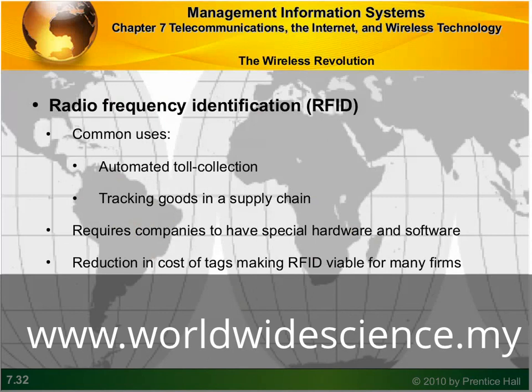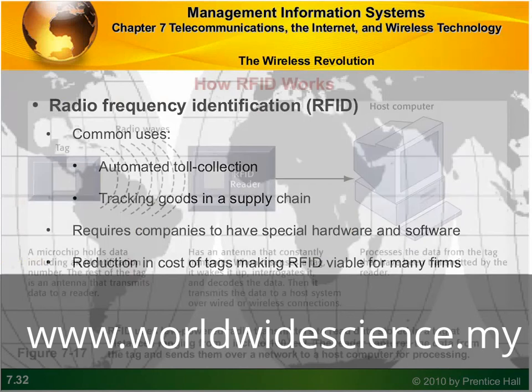As I said, there are some common uses of RFID here. Automated toll collection, for example, tracking goods in supply chain management, and it requires companies to have special hardware and software. As I said, for example, we need a special reader. Reduction in the cost of tags is making RFID viable for many firms.